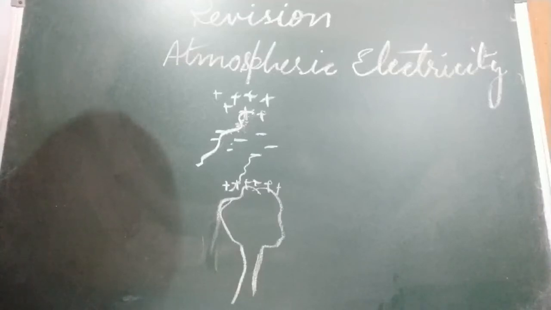It protects us from UV rays. And second, formation of oxides of nitrogen takes place. Okay. Next is the lightning conductor.